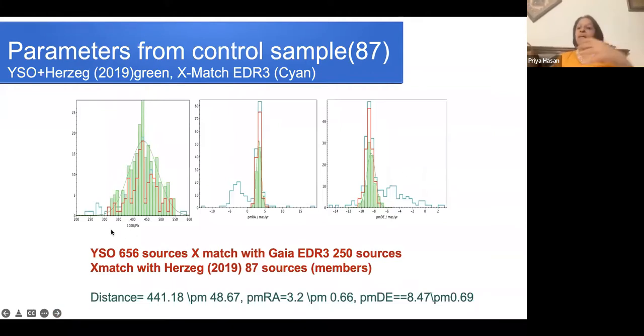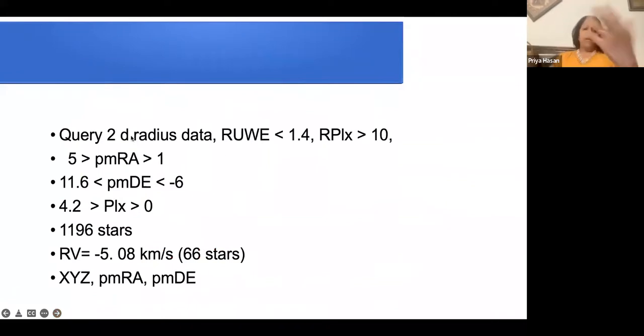So what we did was get the parameters from Gaia EDR3 data, which we had by cross-matching our YSO sample. The red histogram shows the parameters using the Herczeg data, which is only 87 stars. We had a larger number of stars, about 250 sources which match with EDR3. We use these to get our final parameters: the distance is 441 parsecs, along with the proper motion in RA and the proper motion in Dec. We use these to filter and query the EDR3 data.